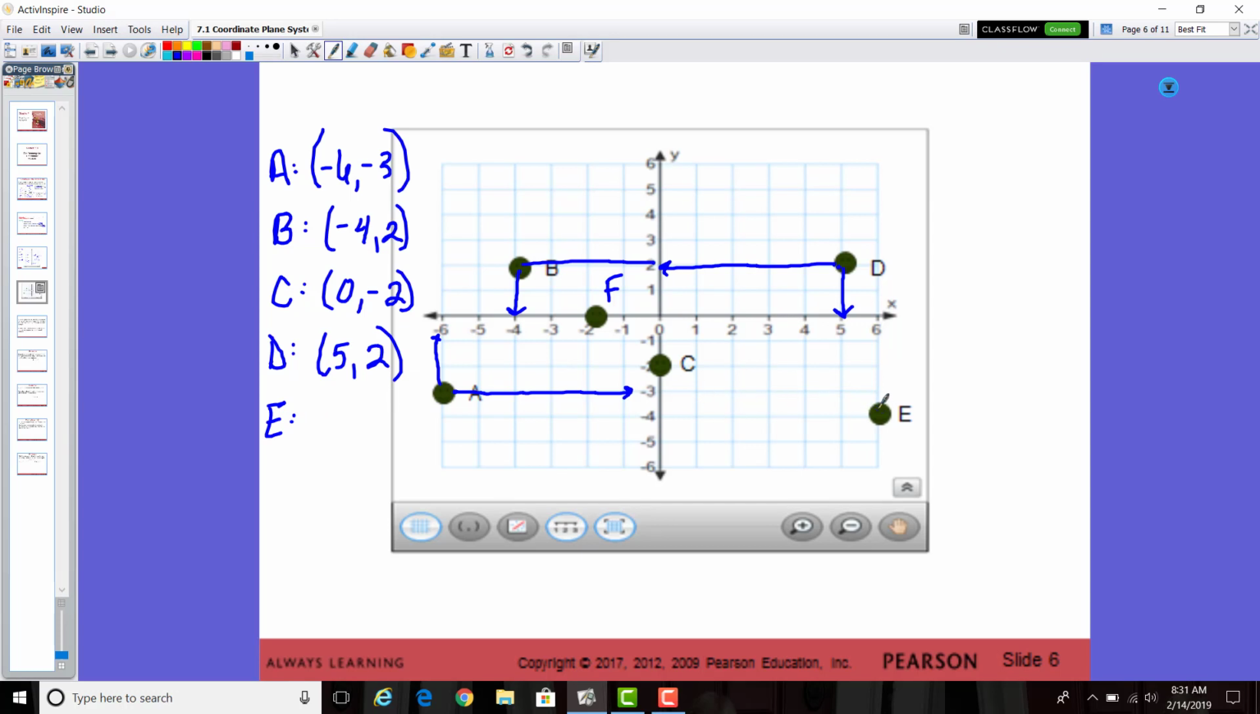E is in the fourth quadrant, so it'll have a positive x and a negative y. So our x value is 6, and then our y value is -4. And finally our F, this is sitting on the x-axis. So if we start at the origin, our x value is -2, but we did not move up or down at all, so our y value is 0. That is how we name a point and plot a point.